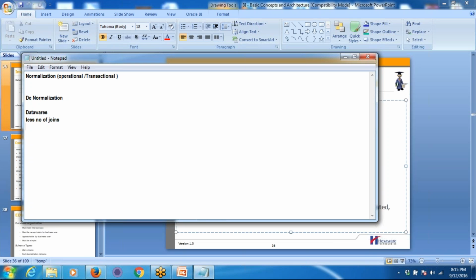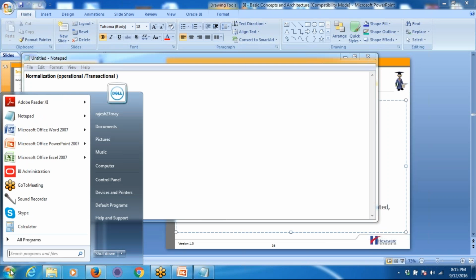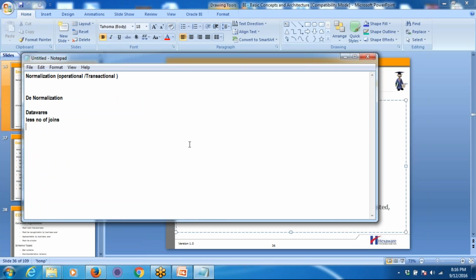One of the advantages with the OBIEE tool, as I showed you the other day, is that you don't have to write any query. You just drag and drop the columns. So the end users can directly create their reports. That is one of the advantages of data warehouse schemas. They're very easy for the end users to understand.